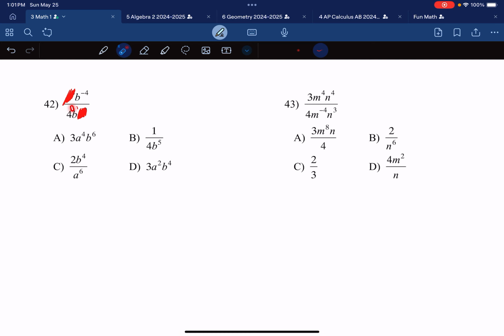If it's attached to a power of positive 1, it's not going to move. If it's attached to any positive power, it's not going to move. Therefore, there should be a 4 in the bottom of my answer. This one doesn't have a 4 in the bottom. This one doesn't have a 4 in the bottom. This one doesn't have a 4 in the bottom. The only one that has a 4 in the denominator is B. Therefore, the correct answer is B, just from that one fact alone.